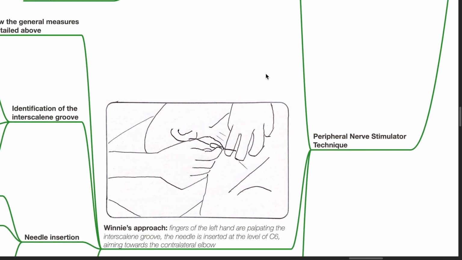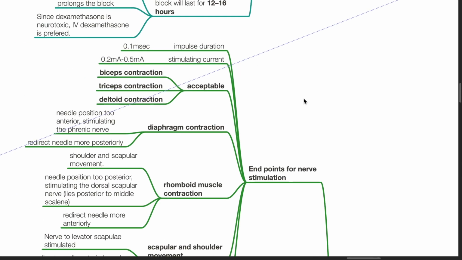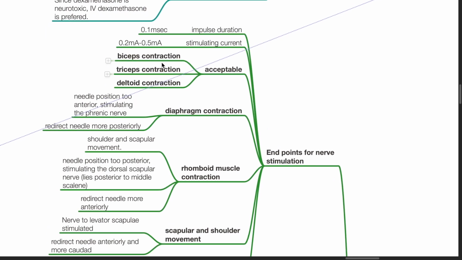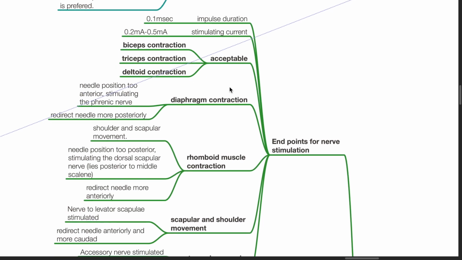Peripheral nerve stimulator technique or landmark technique. The endpoints for nerve stimulation: impulse duration at 0.1 millisecond, stimulating current at 0.2 milliamps to 0.5 milliamps. Biceps contraction, triceps, and deltoid contraction are acceptable endpoints for nerve stimulation. Diaphragm contraction: needle positioning is too anterior, stimulating the phrenic nerve. Redirect the needle more posteriorly.